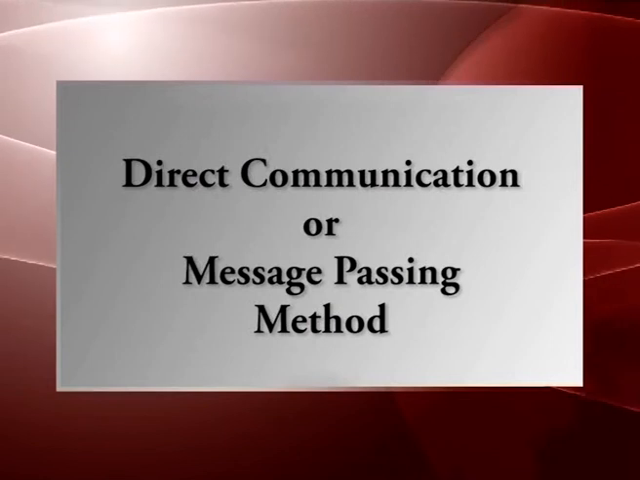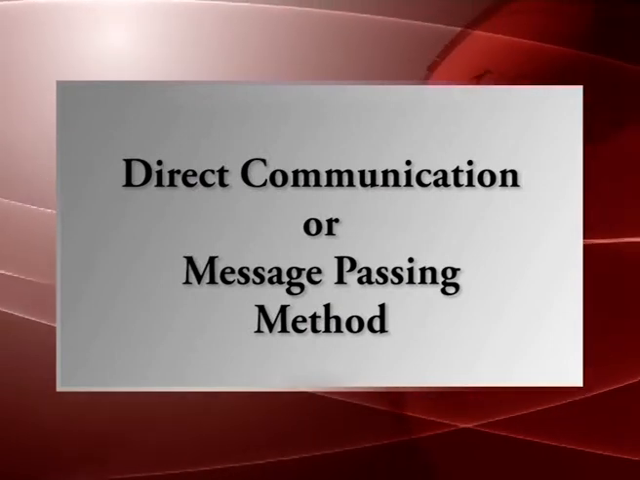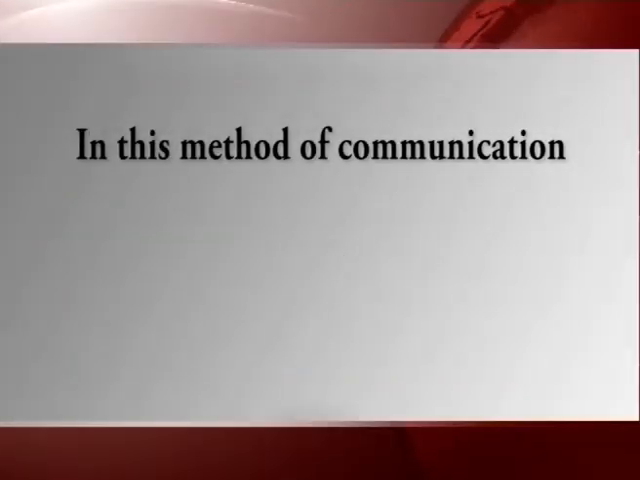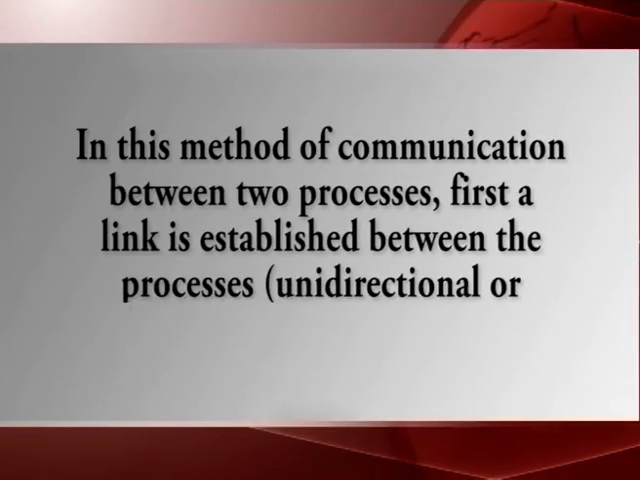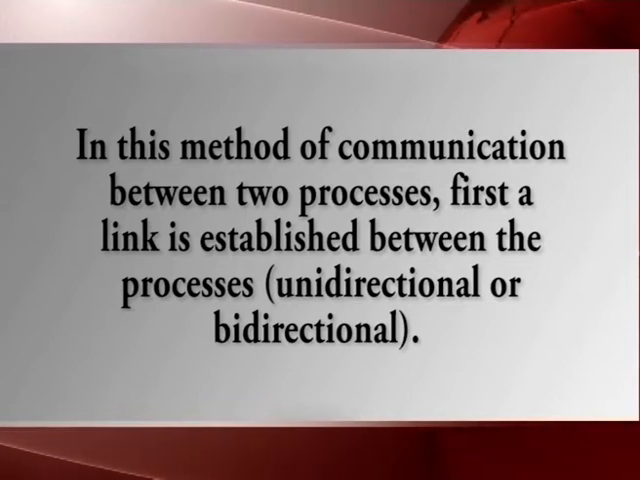There are two methods of communication between processes. First is direct communication, or the message passing method. In this method of communication between two processes, first a link is established between the processes. It can be a unidirectional or bidirectional link.